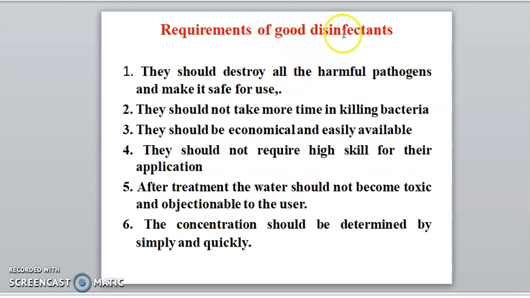Requirements of good disinfectants, very important. They should destroy all the harmful bacteria and make the water safe for use. They should not take more time to kill bacteria. They should be economical and easily available. They should not require high skill for their application. After treatment of the water, they should not become toxic and objectionable to the user. The concentration should be determined simply and quickly.